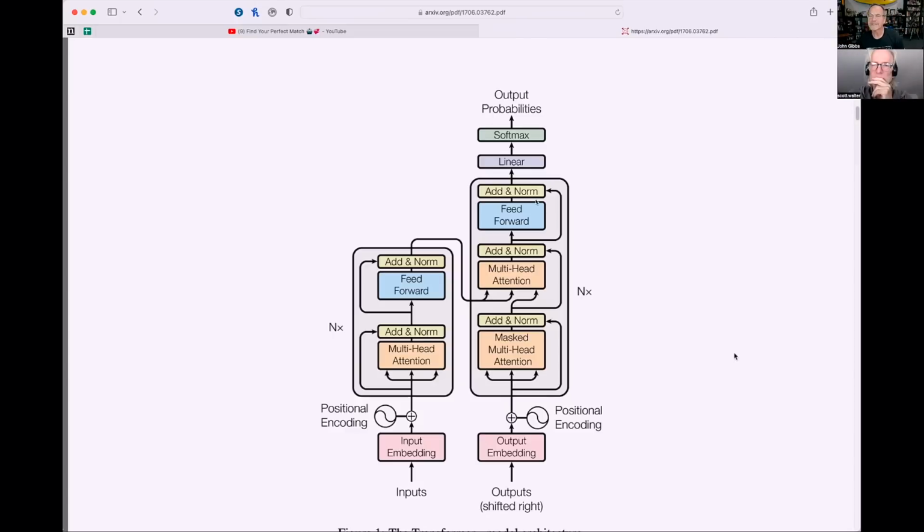Now, let's see, they have normalization here. You can see "add and normalization." That is a step where they do have to do some normalization. And they also have to put input embeddings in.